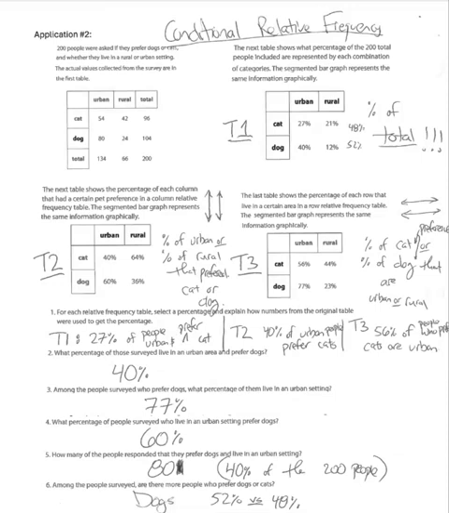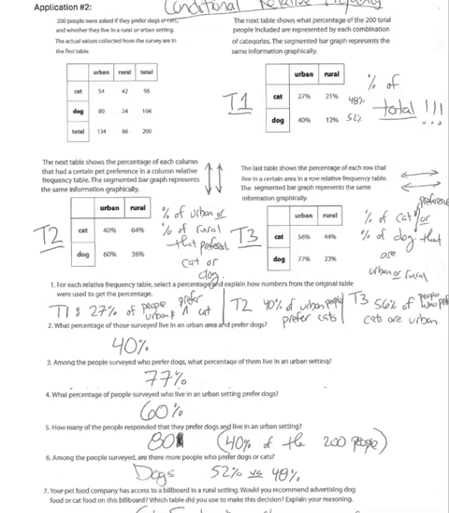The next one says how many, not what is the percentage, but how many people responded that they prefer dogs and live in an urban area. So when we look at that, that is out of all of them surveyed. So that's T1. And T1 says it's 40%. 40% of the total, which is 200, gets you 80. And then last, no, we got 2 more actually.